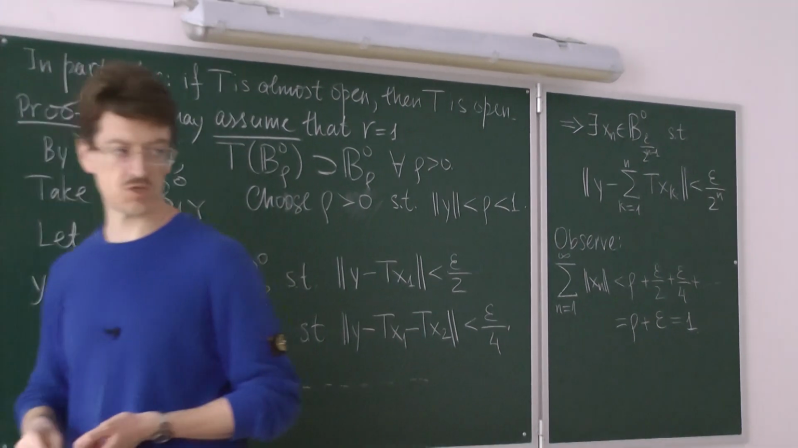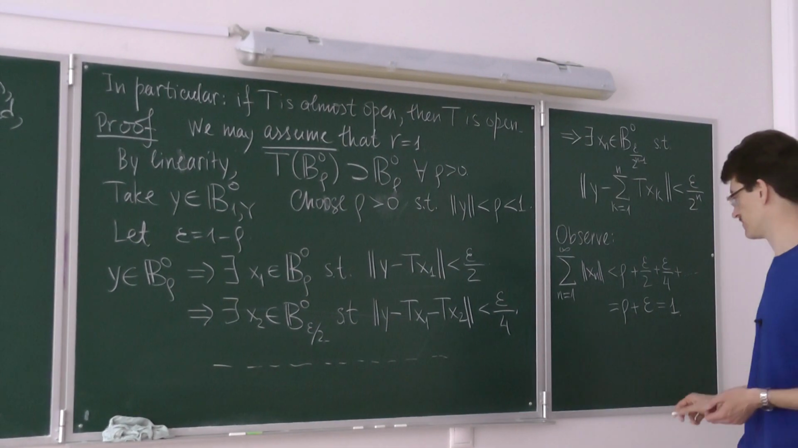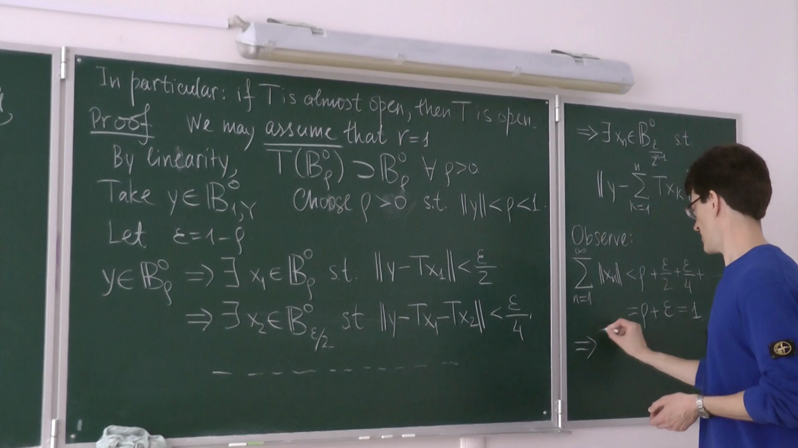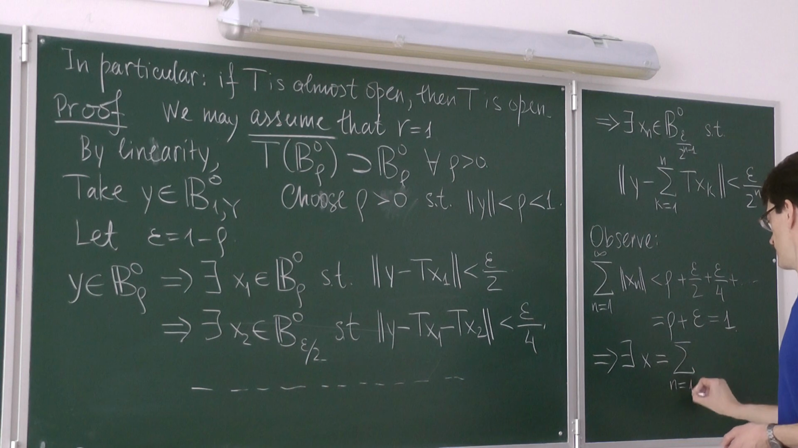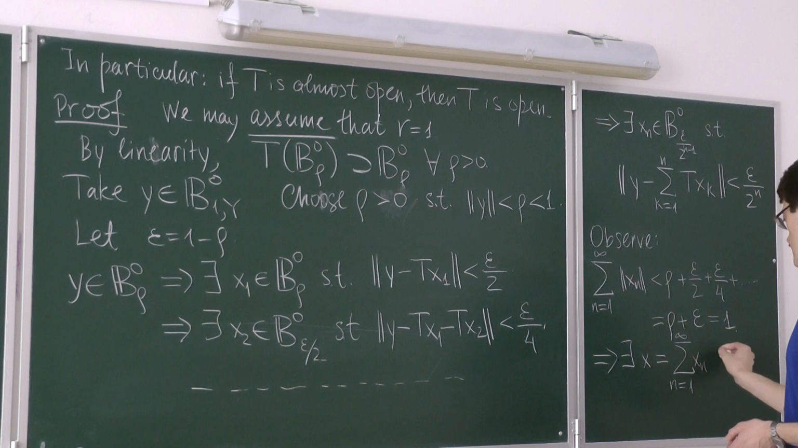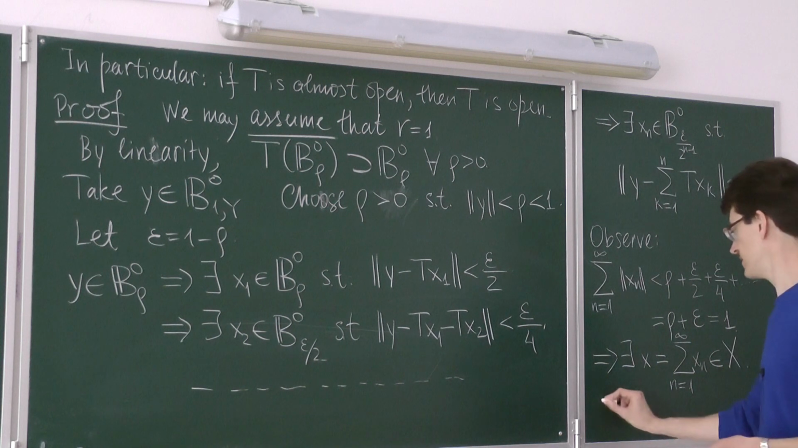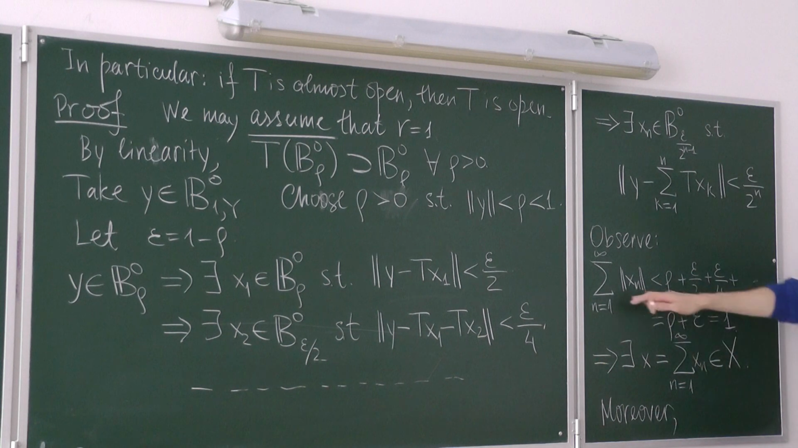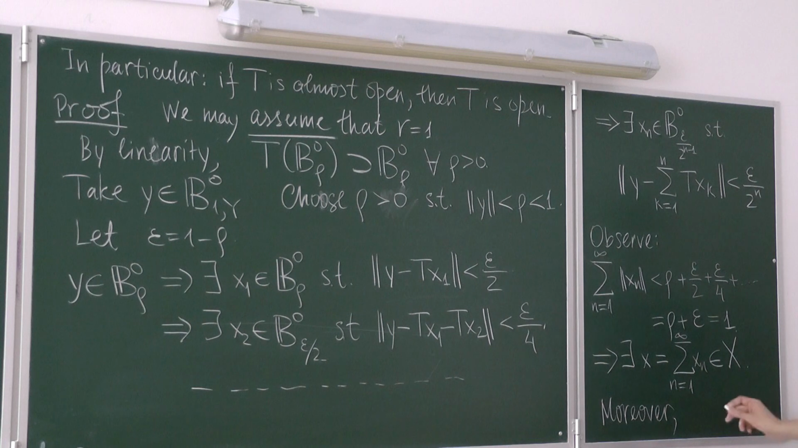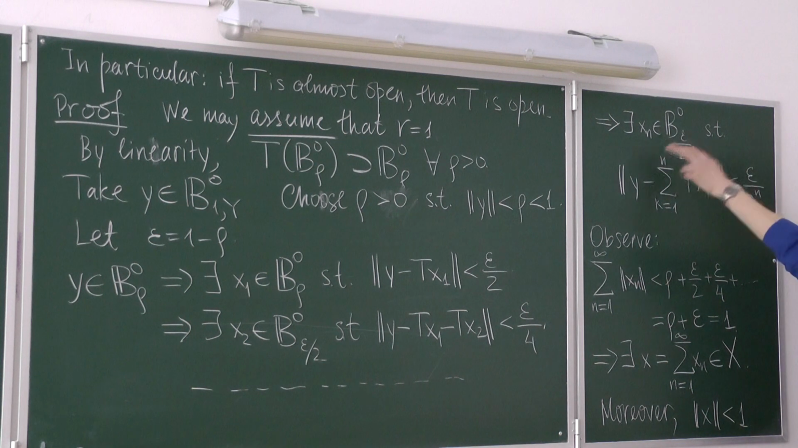But X is a Banach space, and each absolutely convergent series in X converges. So we see that there is an element x, which is the sum of the following series. And moreover, the triangle inequality and this estimate implies that the norm of x is strictly less than 1, because here we have the strict inequality.